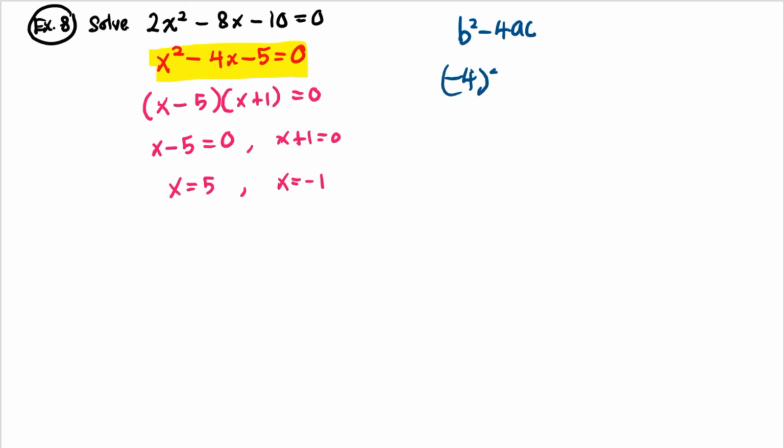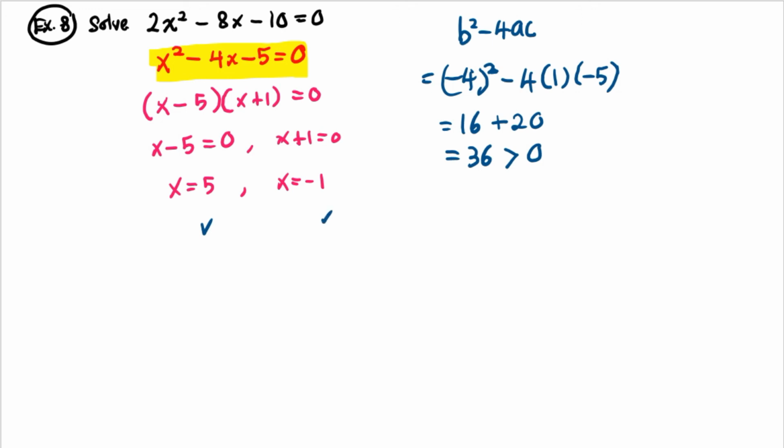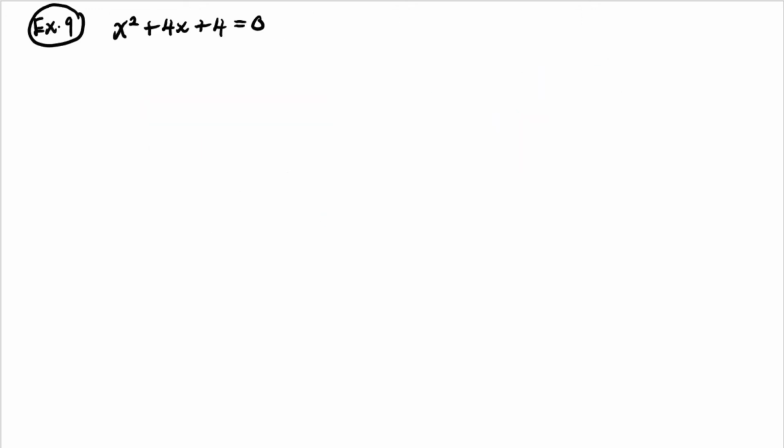So if we take negative 4 squared, minus 4 times a, which is 1, and c is actually negative 5, this one will become 16. All right, so this is actually 16 plus 20, and this one will be 36. So 36, which is greater than 0. That's why we have two different roots here.